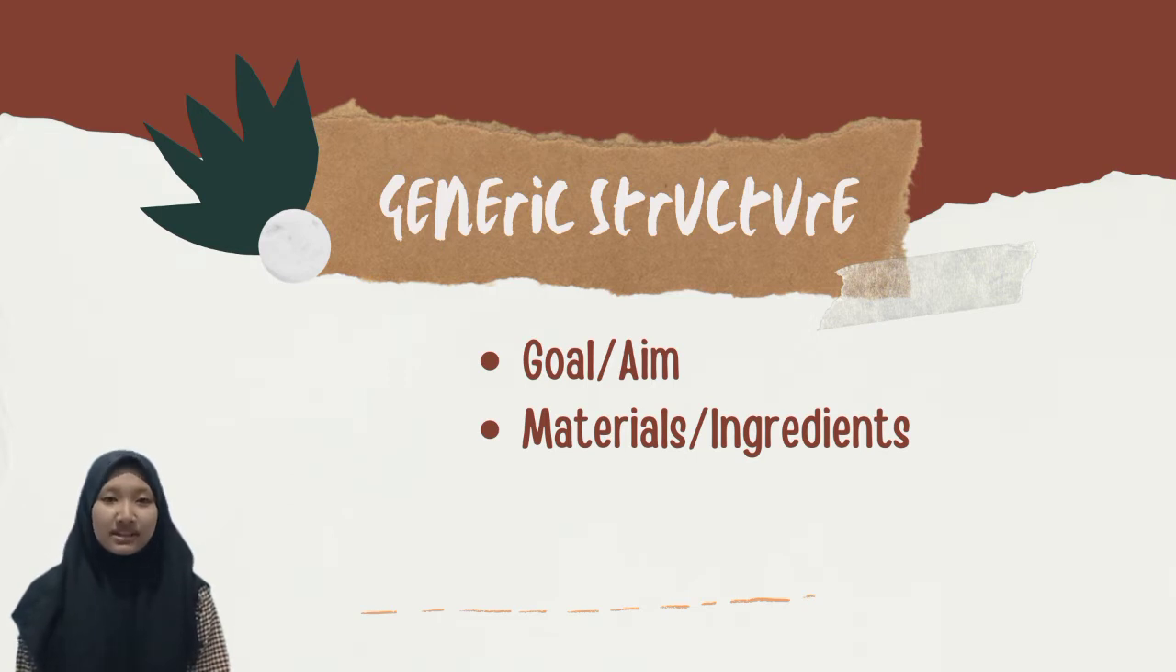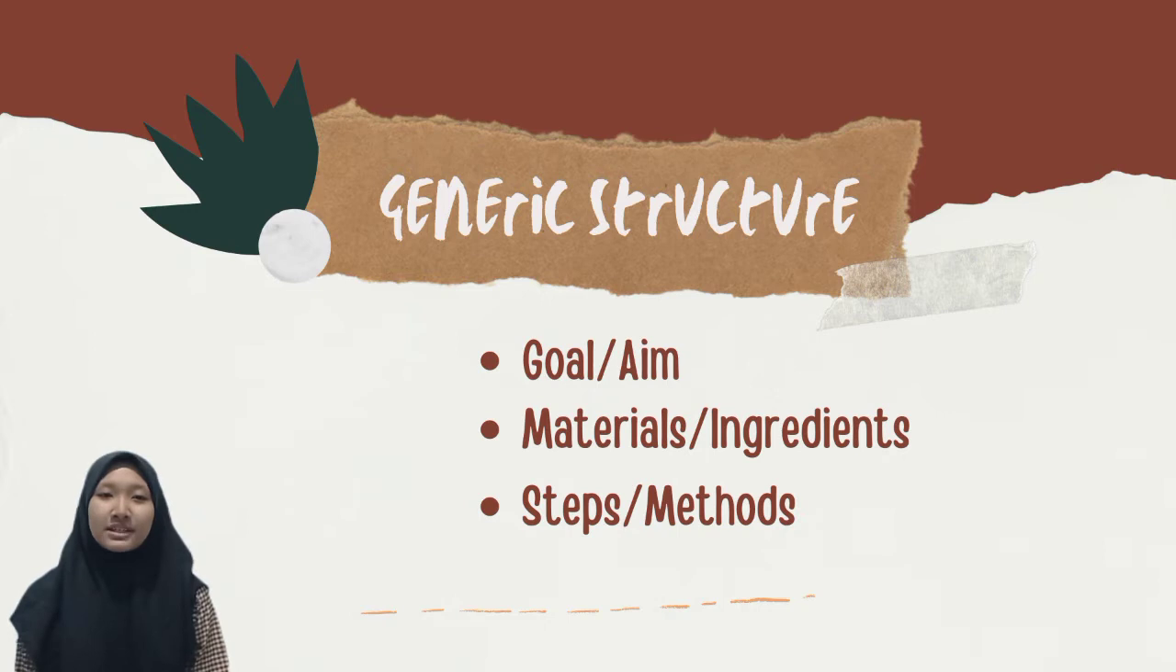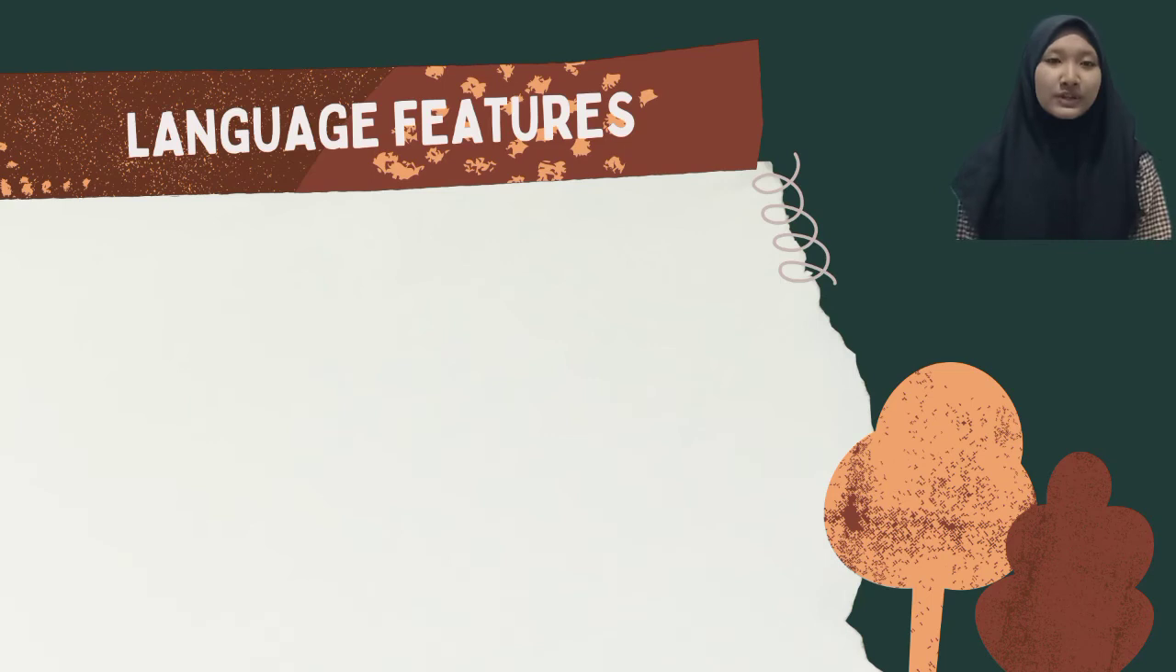And the last structure is steps or methods. This section describes the work steps or manufacturing steps so that the goals can be achieved using the materials that have been listed. Procedure text also has language features. Then, what are the language features in the procedure text? There are 5 language features that must be present in the procedure text.